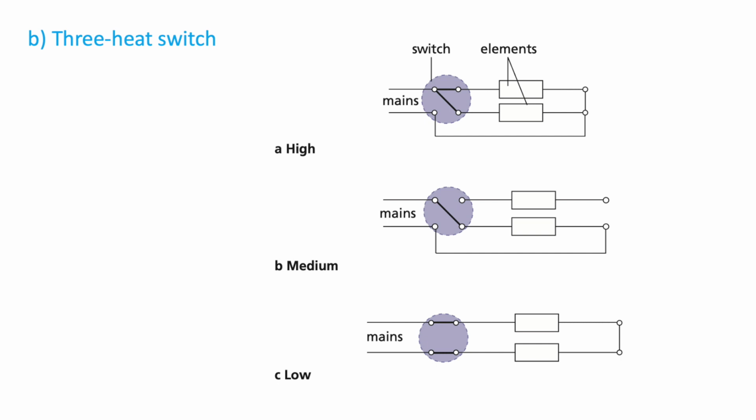Here you can see by changing the switch, we can include one resistor or 2 resistors, maybe in series or parallel. So we can change the current flowing through the circuit using this 3 heat switch. So you can see high, medium and low arrangement here.